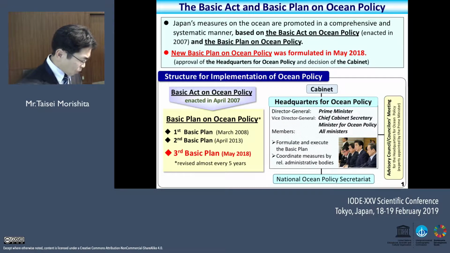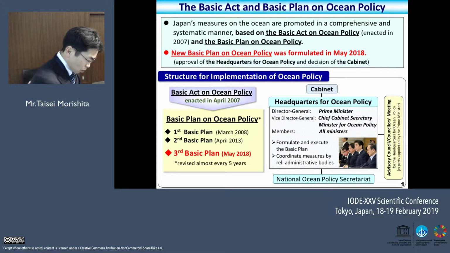Regarding the governmental structure, the headquarters for ocean policy was established in order to execute the basic plan and coordinate measures implemented by relevant administrative bodies. My office, the National Ocean Policy Secretariat, serves as the Secretariat of the headquarters.